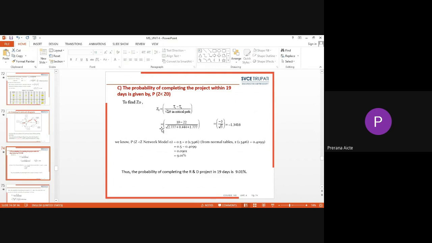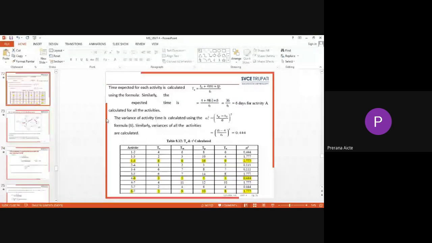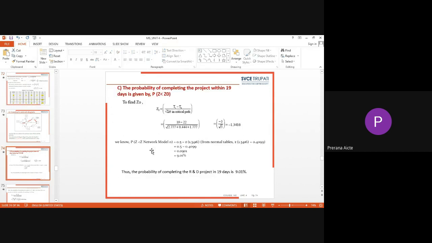That can be calculated using the formula known as sigma square equals ((Tp minus To) by 6) whole square. That is the calculation part that we can see here. Here Tp represents the pessimistic time, whereas To represents the optimistic time. For each and every activity, we calculate this variance. The variance for the critical path activities is considered for calculating the probability of the duration.